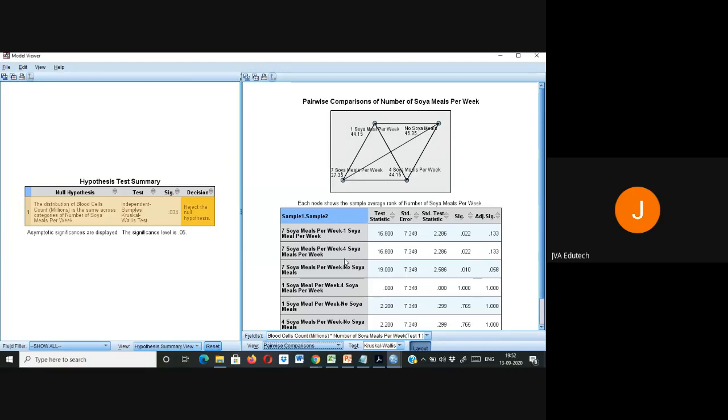However, if we want to see the difference between these two groups based on the test statistic being the same, the difference will also be the same. Means whether the person is fed on 1 soya meal and 7 soya meals, and again if the person is fed on another group, we'll take the 4 soya meals. If we compare these two groups, then there won't be any significant difference, because among these two groups there could be a significant difference between 7 soya meals per week and 4 soya meals per week.